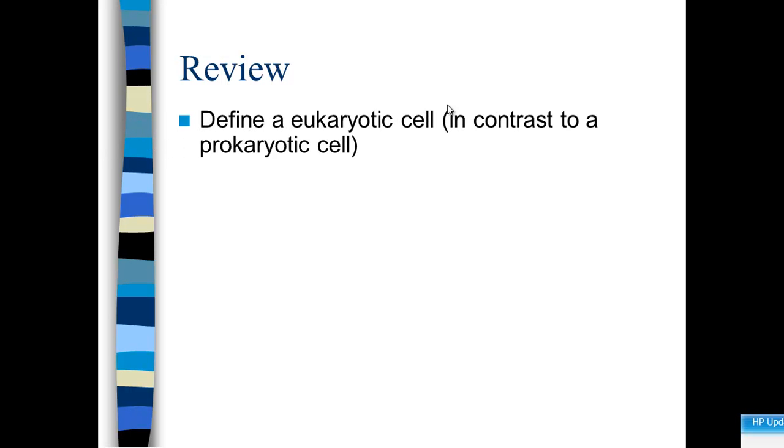Okay, so let's review. So, eukaryotic cell, in contrast to a prokaryotic cell, just two simple things. The eukaryotic cell has an enclosed nucleus, and eukaryotic cells have organelles. They are structurally more complex.